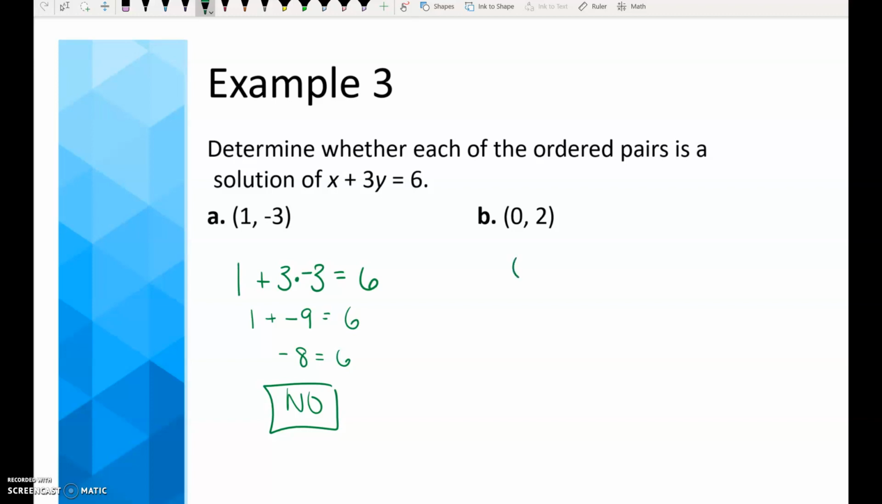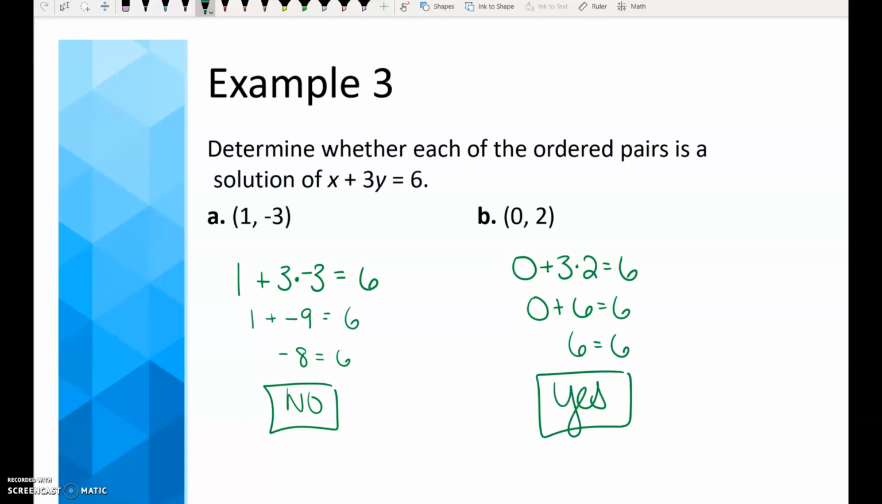Now let's plug this other one in. 0 for x, 2 for y. 0 plus 6 is 6, and 6 does equal 6. So yes, that is a solution.